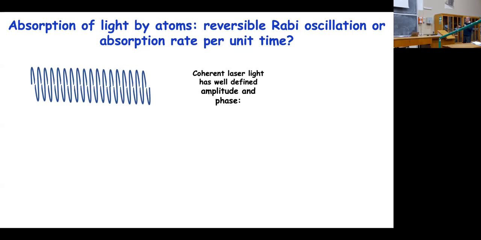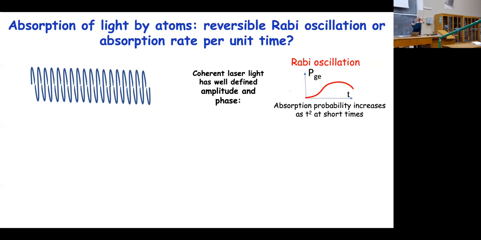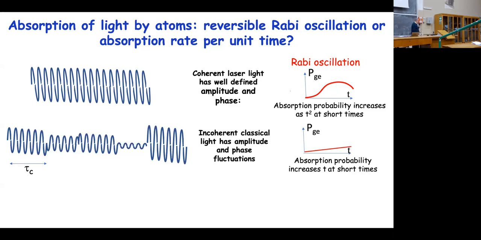So you see here, assuming that you have a well-defined monochromatic field evolving over a long time period, and you want to compute the probability to go from the lower state to the upper state, you get a Rabi oscillation. So it starts like t squared and it's reversible. It goes up and down like that. But how can you describe a classical field, the field from a lamp or from the sun? A very simple model is just to assume that for a very short time, the field is coherent. And then after some time, you get a phase jump, an amplitude jump, you have another piece of coherent field, and a third one, and so on.